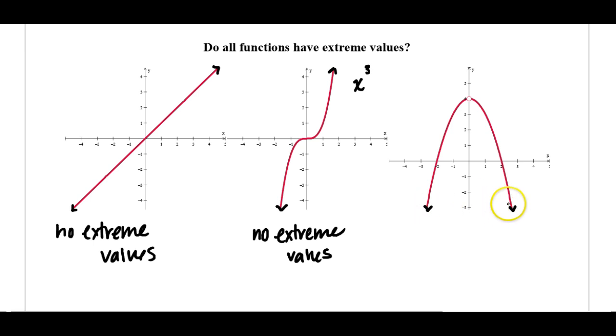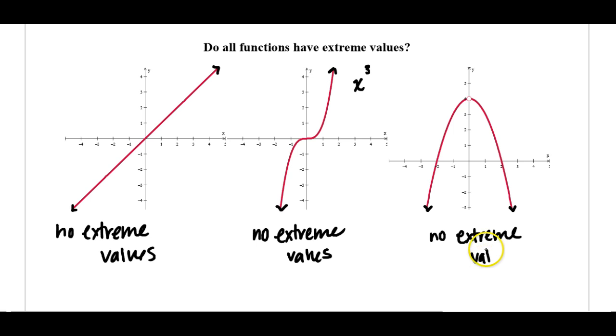Because these two arrows go down forever, negative infinity is not a real number, so there's no absolute minimum. And then again, there's no local maximum either, because again, this potential point that would have been a local maximum is missing. And there's no valleys in the graph, so there are no local minimums. So again here, no extreme values.